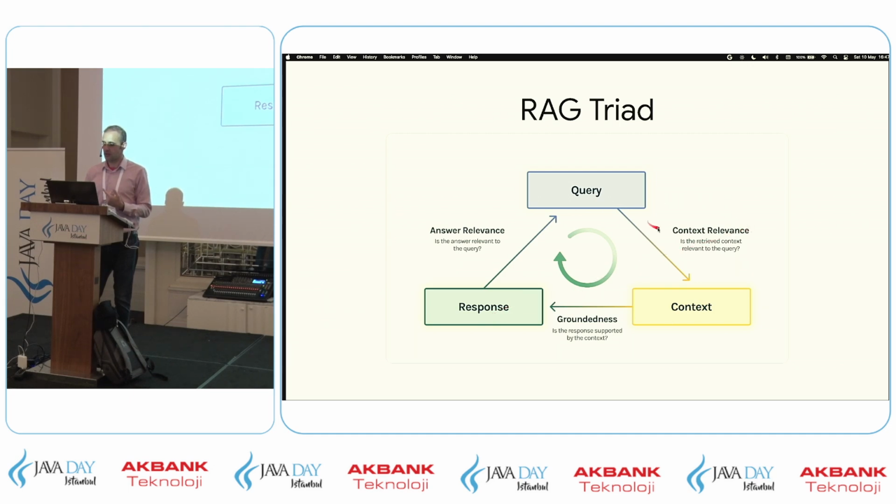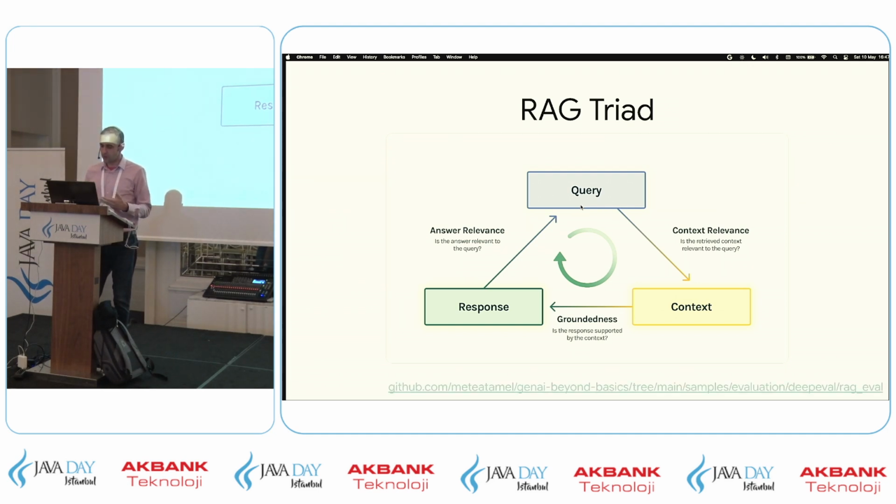Here, context relevance measures whether the context is relevant to the query. Then groundedness measures whether the response actually aligns with the context. And then answer relevance answers the question of, is the response even answering the question, right? With these three metrics, you get a pretty good understanding of whether your RAG pipeline actually works.